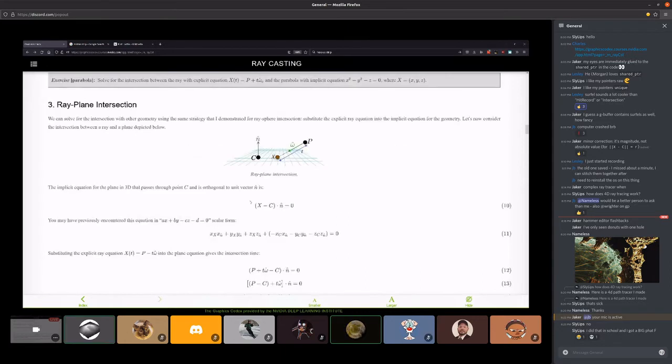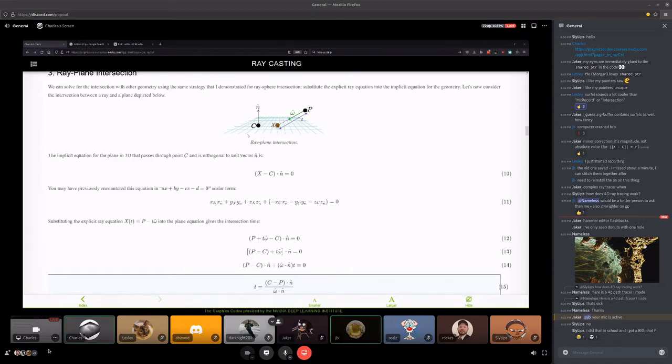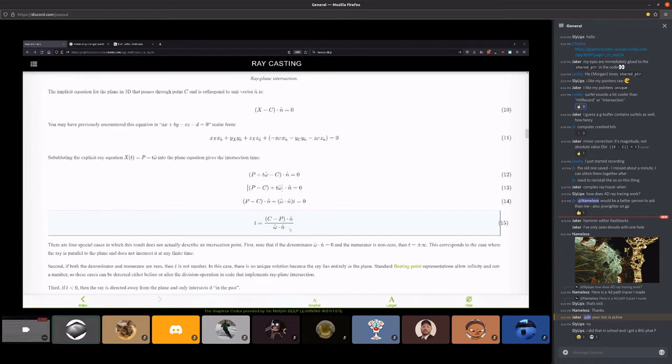And then for our substitution, we're extending it so that we can find where along that line, T, that point would be. And if it doesn't intersect, if you get a divide by zero here, then it doesn't intersect it.